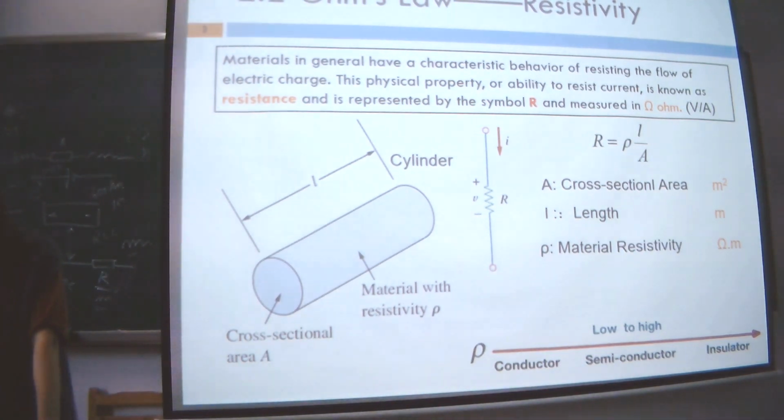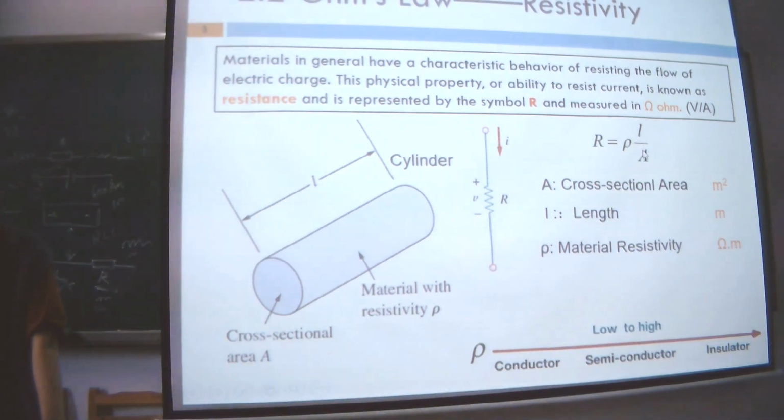Okay, now we're going to section 2.2, Ohm's law, resistivity. Materials in general have a characteristic behavior of resisting the flow of current. This physical property is known as resistance, and we have learned it before. We use R to represent it, and the unit is ohm. And here we have this equation, which is the definition of R.